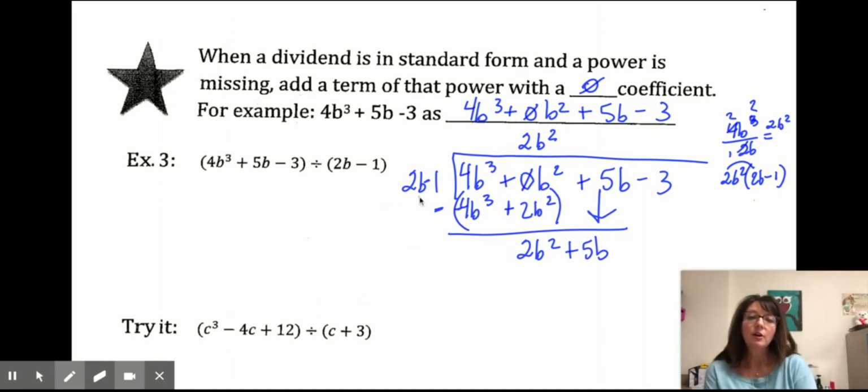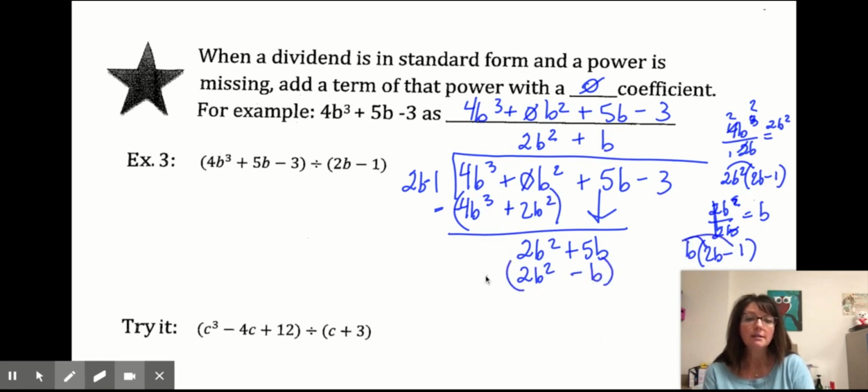So then we're going to take our 2b into 2b squared. So 2b squared divided by 2b. The 2's will cancel, and one of the b's will cancel, so we're left with b. That's going to go above, so it's a positive b. And then we're going to take b times our 2b minus 1. So b times 2b is going to become 2b squared. B times a negative 1 is a negative b.